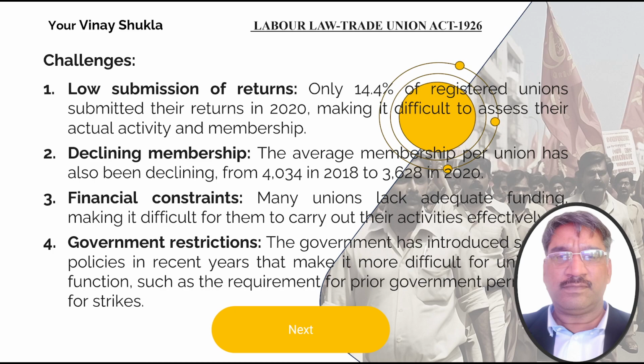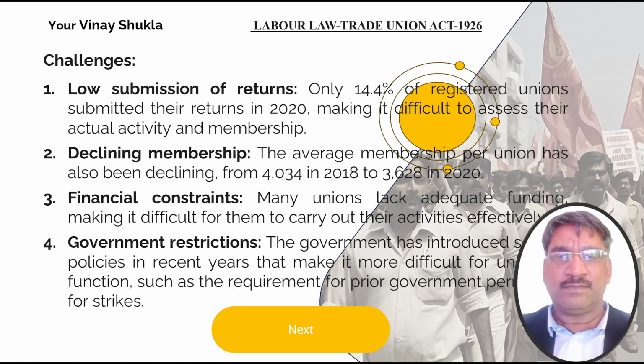Challenges: low submission of returns. Only 14.4% of registered unions submitted their returns in 2020, making it difficult to assess their actual activity and membership. Declining membership: the average membership per union has also been declining, from 4,034 in 2018 to 3,628 in 2020.